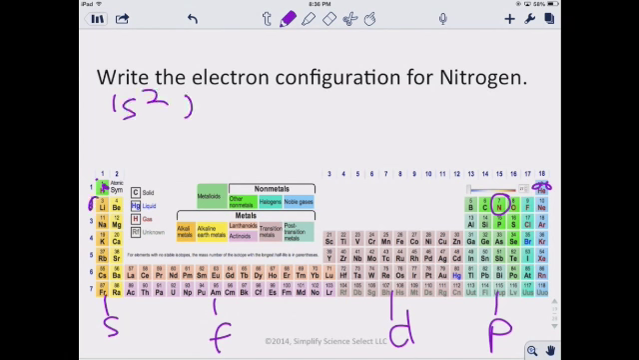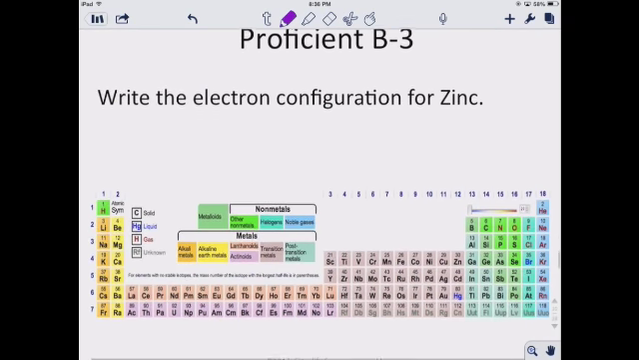This is 2, S block, 1, 2. So 2s2. Keep going. This is energy level 2, P block, 1, 2, 3. Made it to nitrogen. Put a 3. So the electron configuration for nitrogen is 1s2 2s2 2p3. Jump on to the next one.